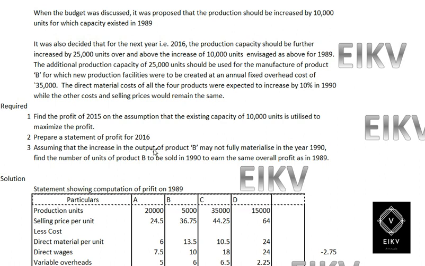Assuming that the increase in the output of product B may not fully materialize in the year of 1990, find the number of units of product B to be sold in 1990 to earn the same overall profit as in 1989.